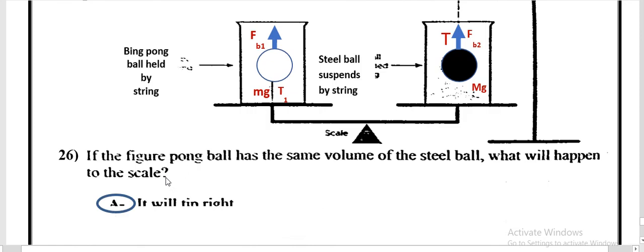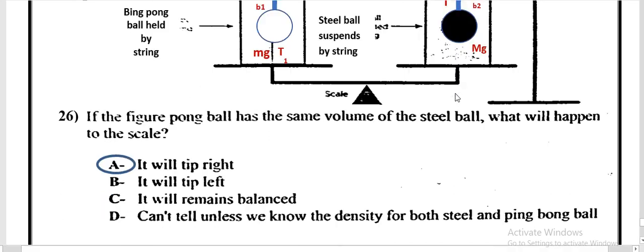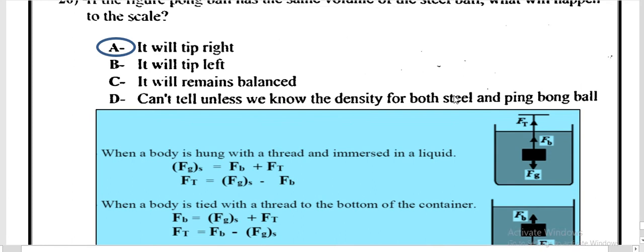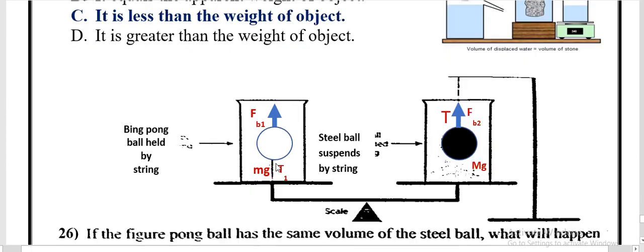The last one: in the figure there is a ping pong ball, and they have the same volume as a steel ball. What will happen to the scale? Let's illustrate the case here. The first ball is suspended, attached by a string from above, and the other one is attached by a string to the bottom.